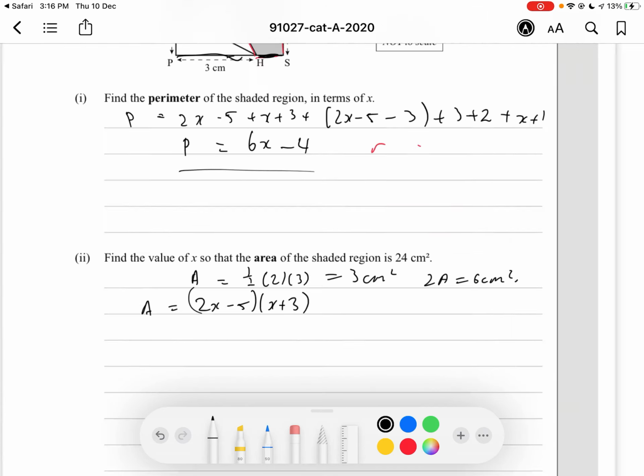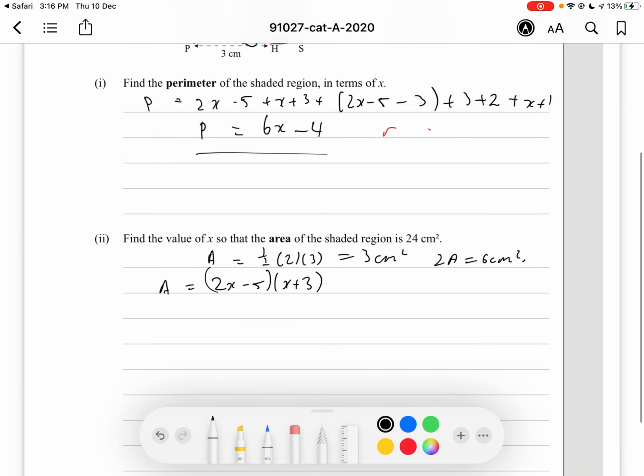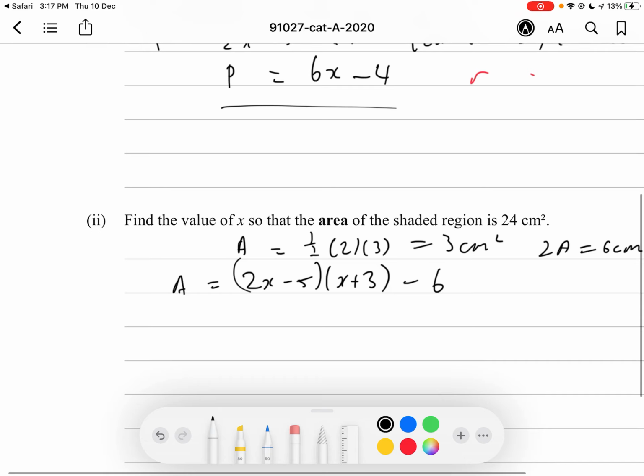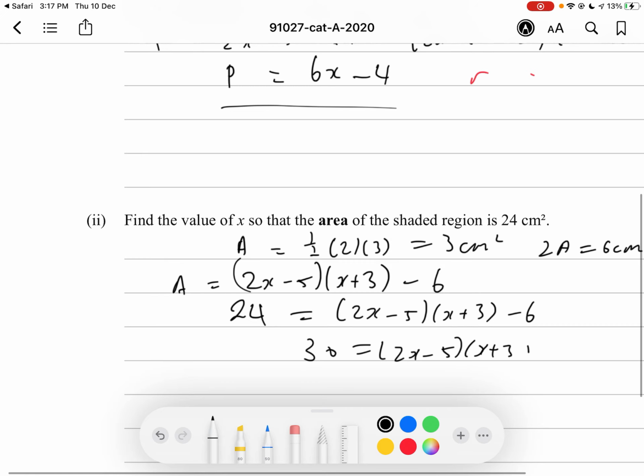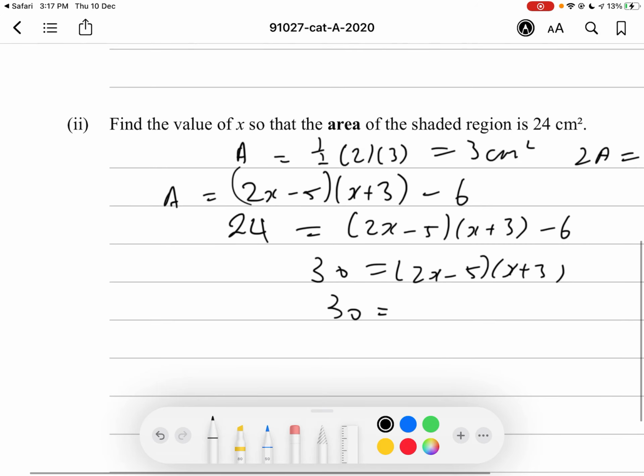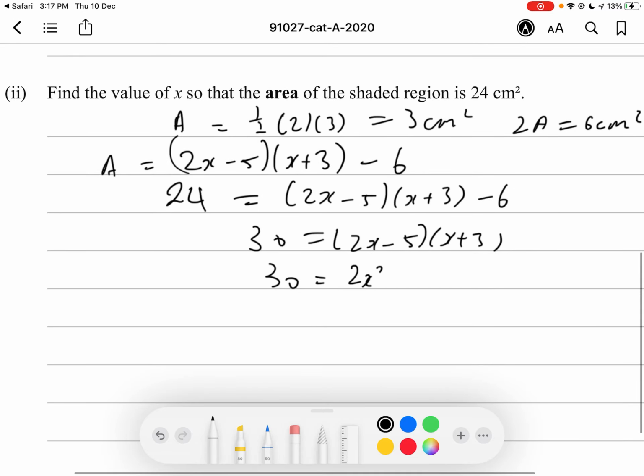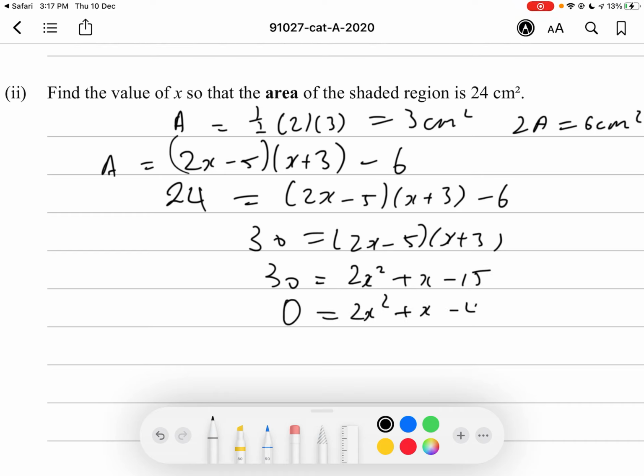So that's 2x minus 5 times x plus 3, minus 6. So therefore 24 equals 2x minus 5 times x plus 3, minus 6. Therefore 30 equals 2x minus 5 times x plus 3. And therefore if we expand the right hand side, we should be getting 2x squared plus 6x minus 5x, so plus x minus 15. So if we make it equal to 0, we'll get 2x squared plus x minus 45.